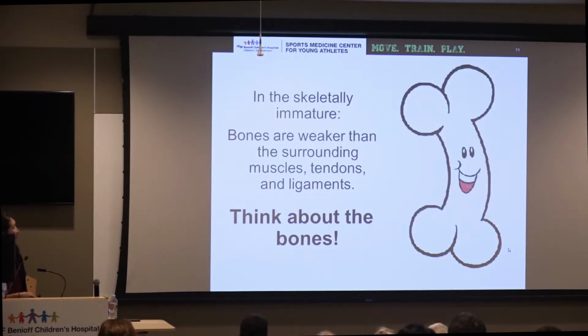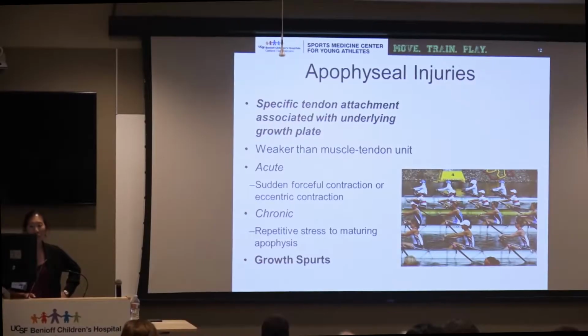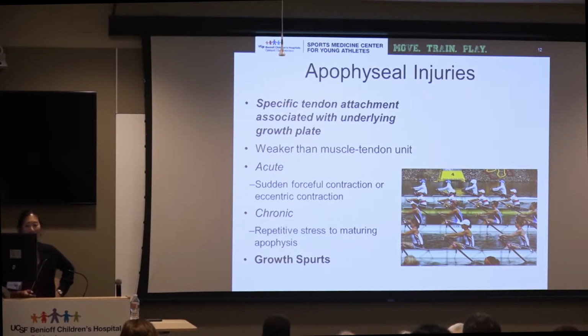And in the skeleton immature, almost all of you got these correct. Bones are weaker, and we need to think about the bones. So why is that important? Well, apophyseal injuries, okay, so there's apophyseal injuries, and there's physeal injuries, and we're going to talk about both of them. So the apophysis is a specific tendon attachment associated with the underlying growth plate, and it is weaker than the muscle tendon unit itself.